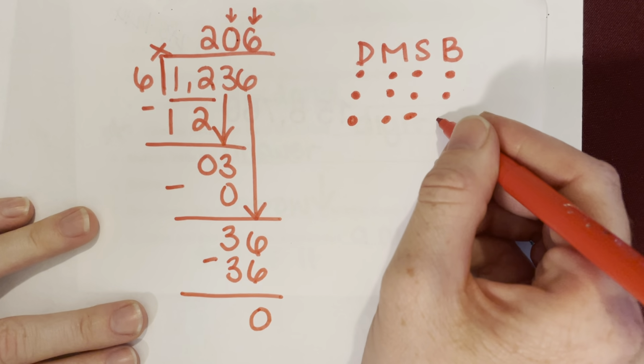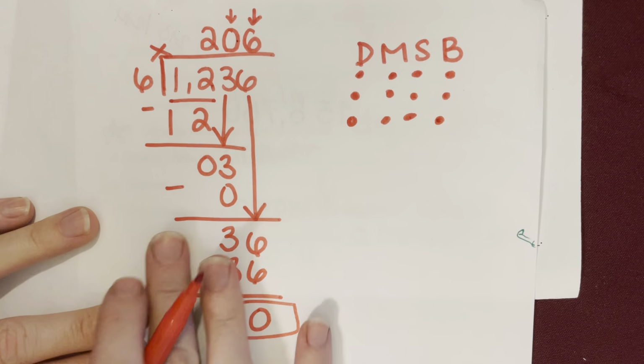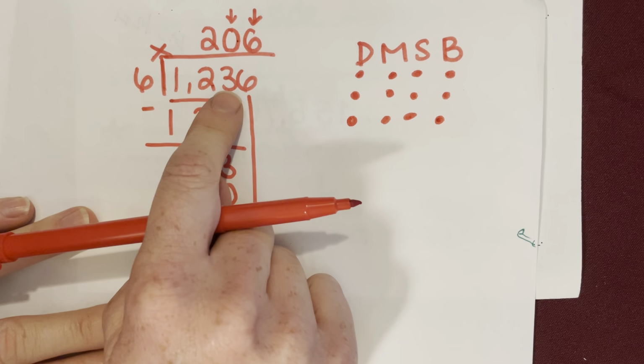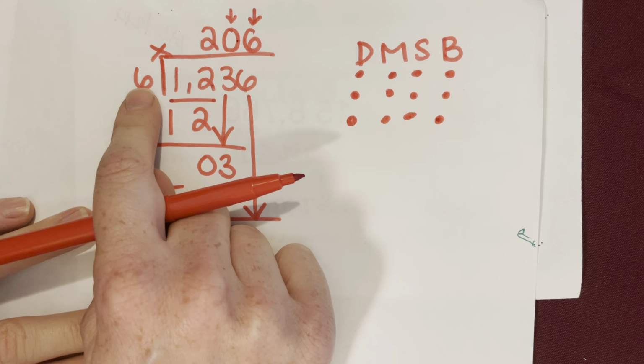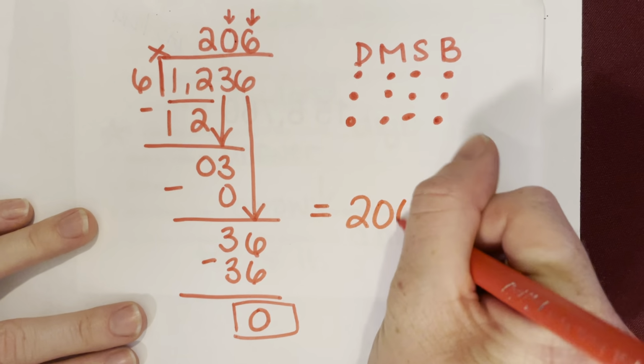And if you notice, bring down, there's nothing left to bring down, so I'm just making sure that there's nothing. I put my final dot. If I end here at 0, I know that there's nothing more to do. So 1,236 divided by 6 equals 206. Remember, our quotient is written above.